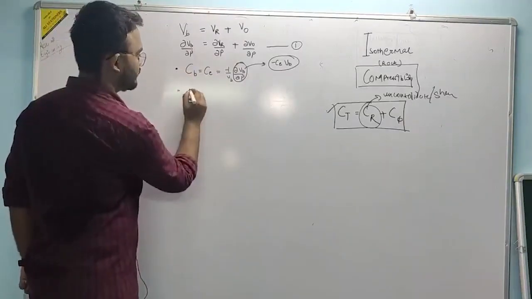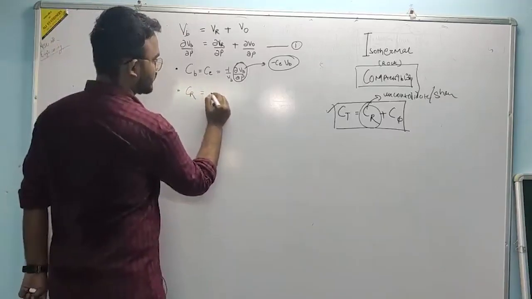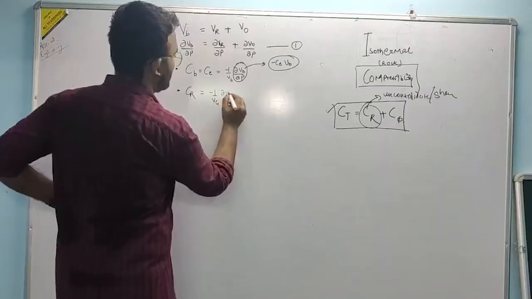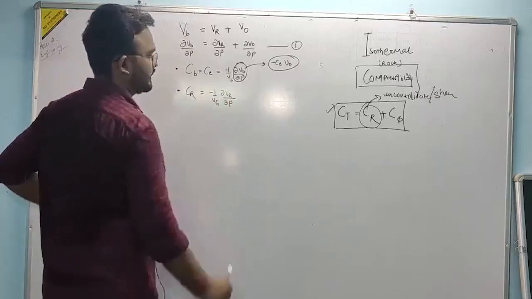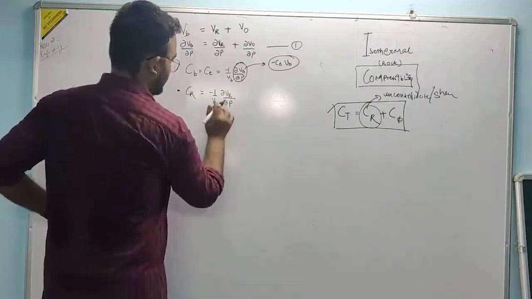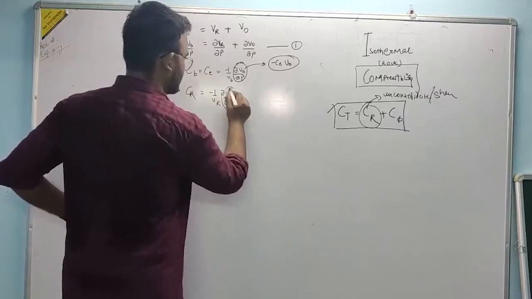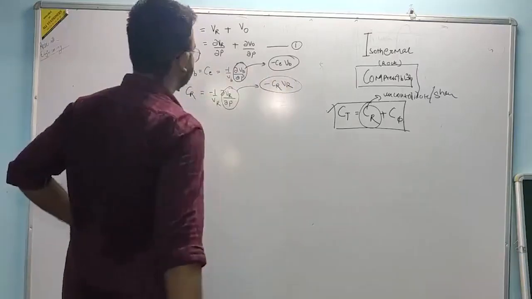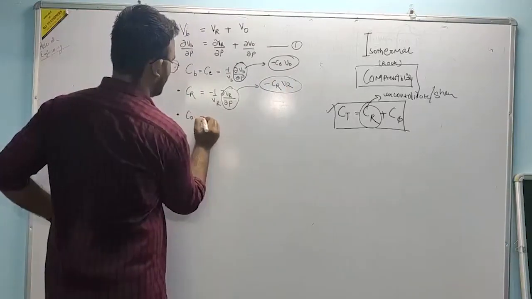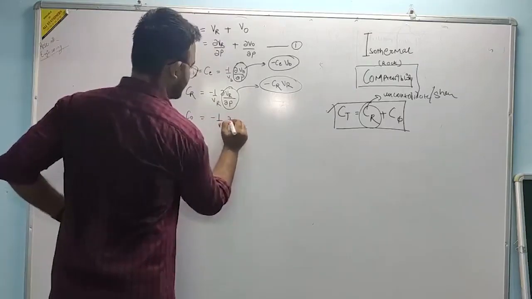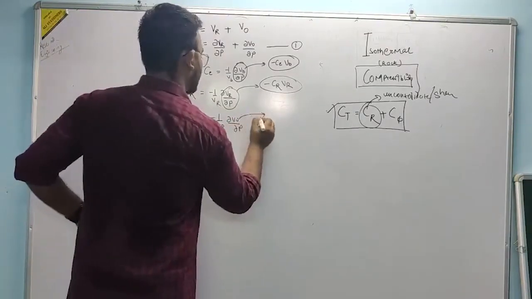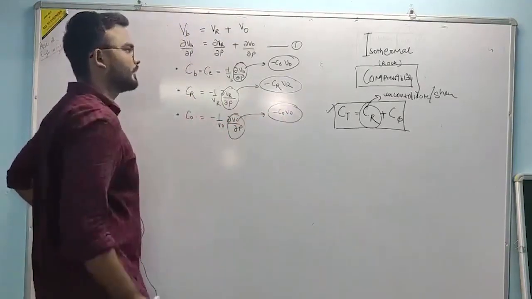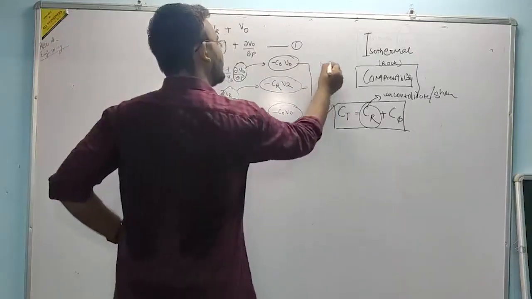The second thing is, if you're talking about rock compressibility, it is equal to minus 1 by V rock, del V rock by del P, right? So this guy is minus Cr times Vr. And this thing, Co, is minus 1 by Vo del Vo by del P. And this guy is minus Co Vo. Okay? And these three things we will substitute in this.